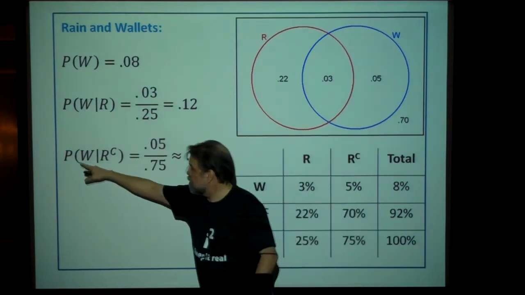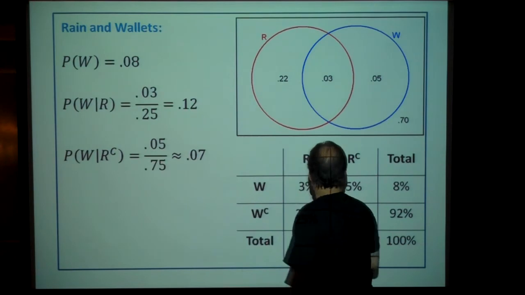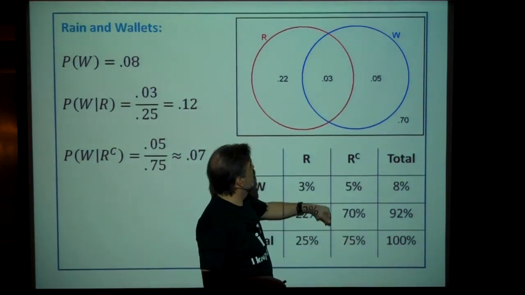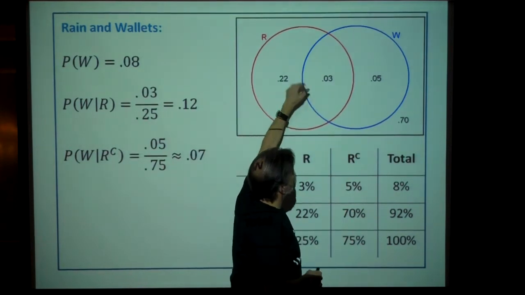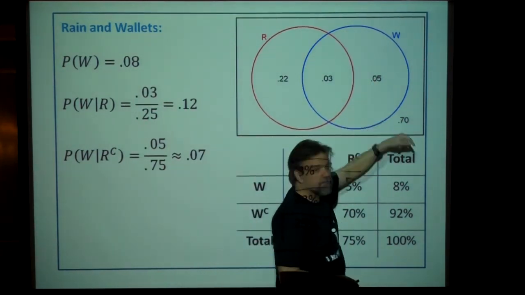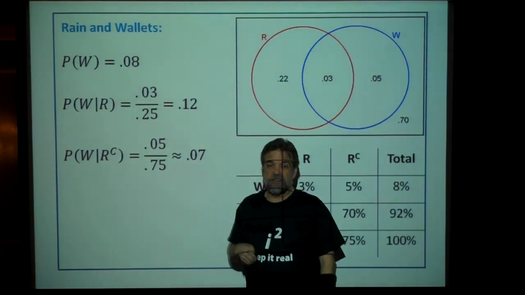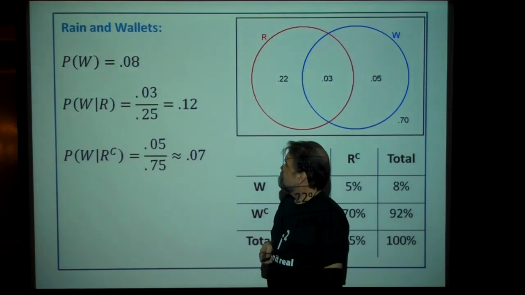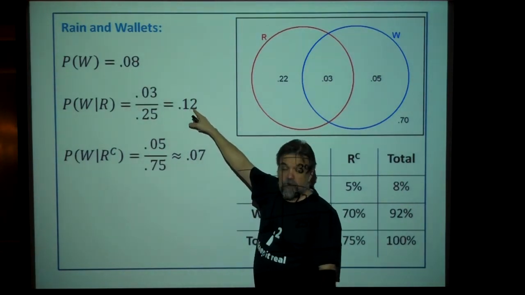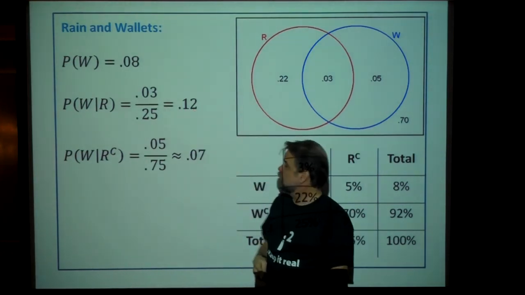Let's also look at the probability of my forgetting my wallet if it's not raining. So now I'm just looking at this column, and I have 5 out of 75, or I would ignore the red circle and just look outside of the red circle and say 5 out of the sum of those two. And that's about 7%, actually slightly less than 7%. So if it is raining, I'm slightly more likely to forget my wallet. If it's not raining, I'm slightly less likely to forget my wallet.